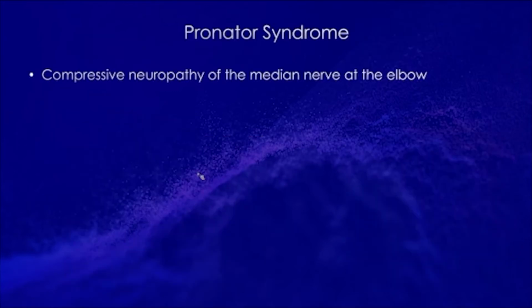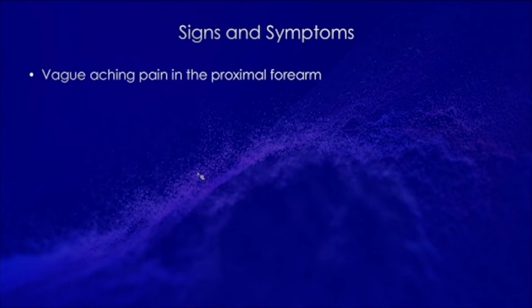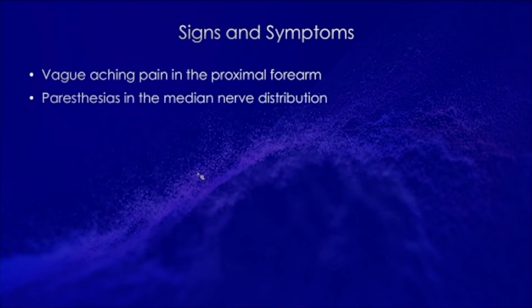So let's go to pronator syndrome. Pronator syndrome is a compressive neuropathy of the median nerve at the elbow. I don't think pronator syndrome is a very good name for it because while the pronator is the most common, it is not the only site of compression. The signs: you typically have a vague, aching pain in the proximal forearm. You do get paresthesias as well in the median nerve distribution, and pain with activity.